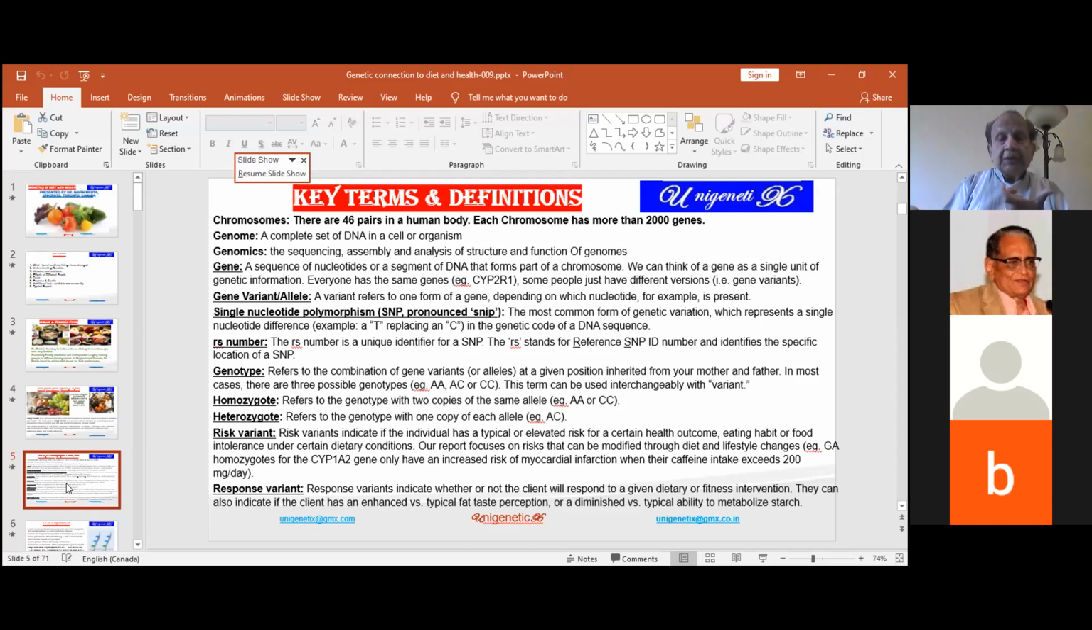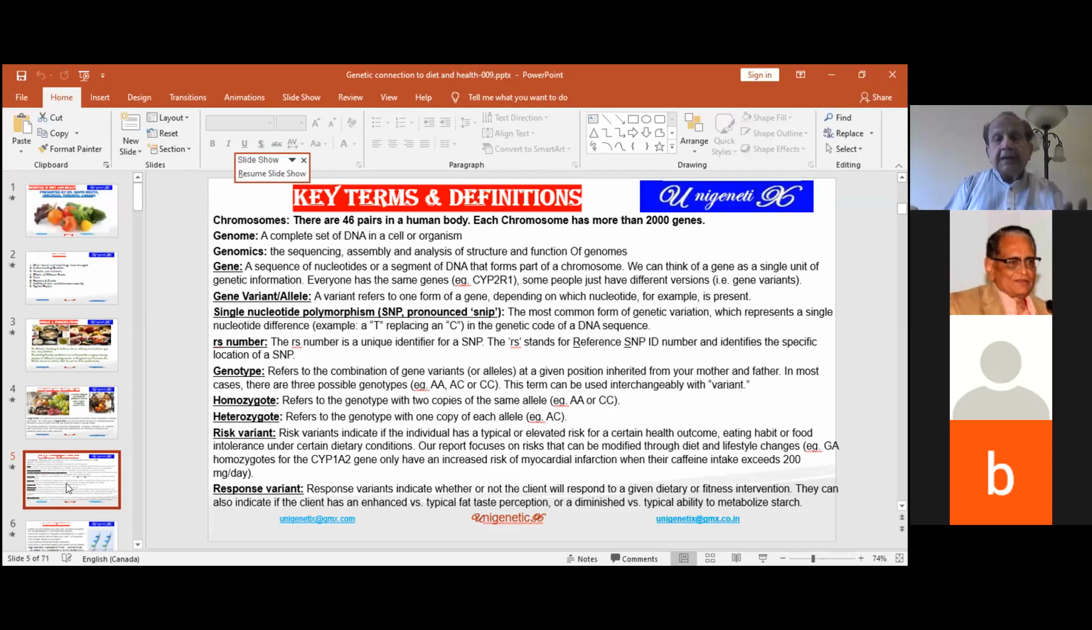That is the most important thing to know, that there are areas where a gene is replaced by a slight variant, and that is where problems arise. RS number is the exact place, the standard reference point for that particular SNP. Then genotype refers to the combinations of gene variants. Homozygote means the two copies are of the same type, like AA or CC.